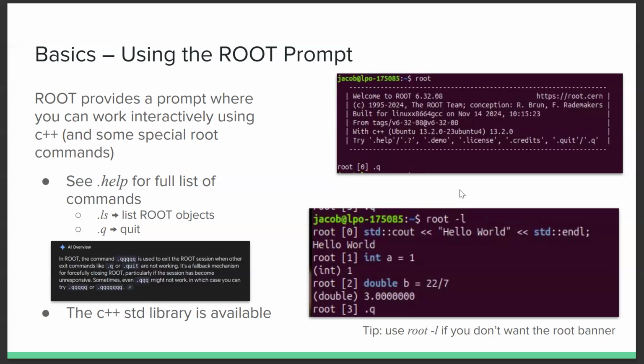I should say first off, the way that you open up the ROOT prompt is just by typing root, and it puts you in the ROOT environment. You can start to do things like this. I have a tip here: if you don't want to have this big splash screen every time, you can just type root -l. That's good to put in an alias, if you know what those are for Unix.